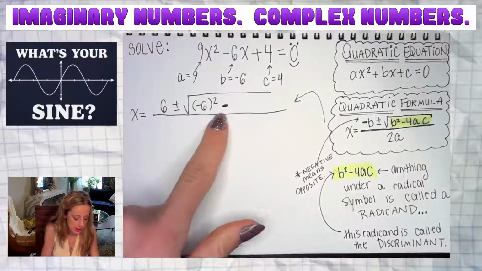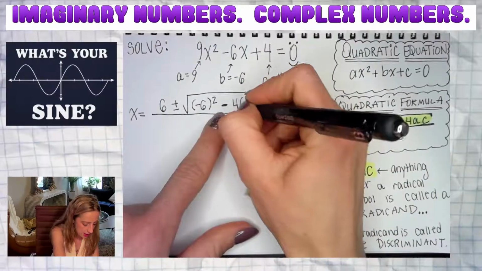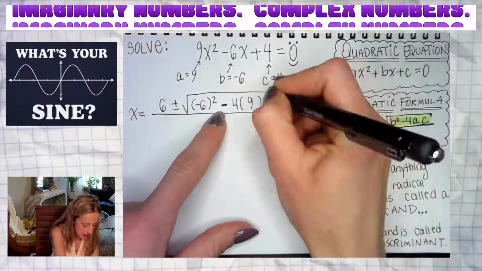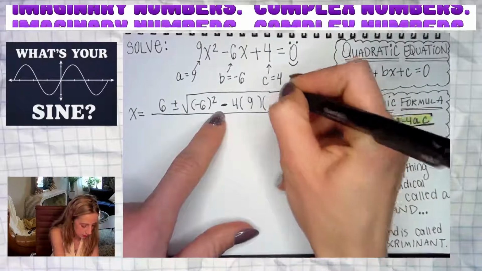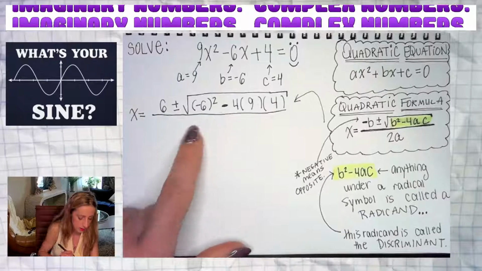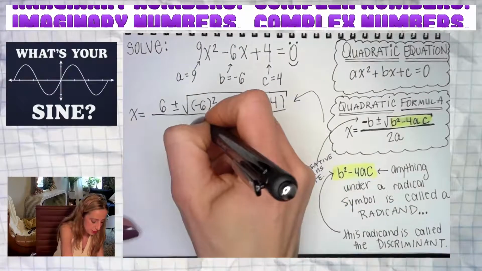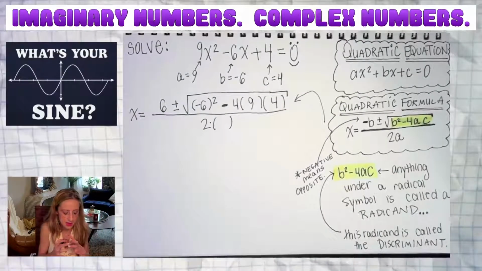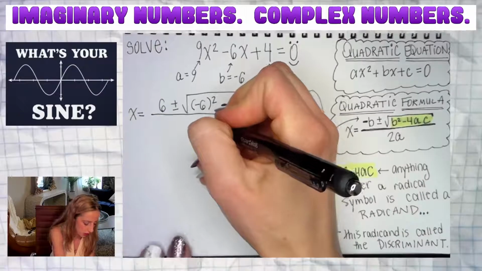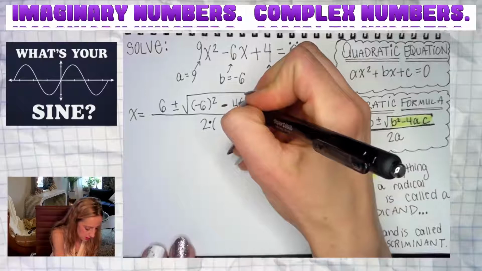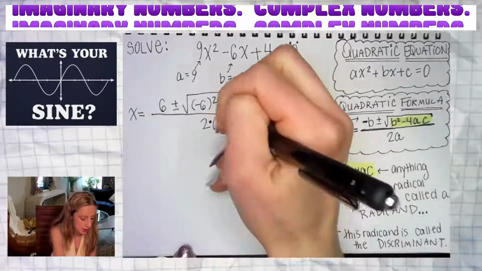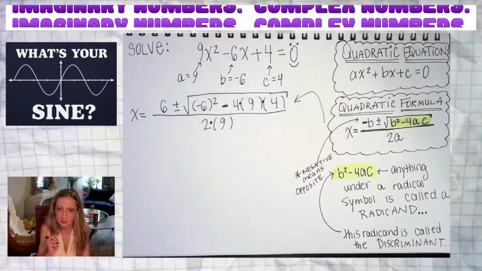B squared minus 4ac. A was 9 and C is 4. So now I'm closing that radical right there, all over 2a. And remember, parentheses like this mean multiplication. So I'm even going to go a little extra and put some dots to really reinforce that we are multiplying. So it's 2 times 9.